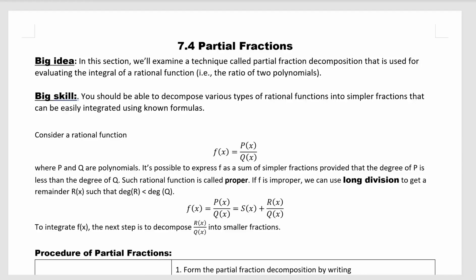Hi everyone. Today let's talk about section 7.4, partial fractions. So we will learn the technique partial fractions decomposition that is used for evaluating the integral of rational functions, that is, the ratio of two polynomials.